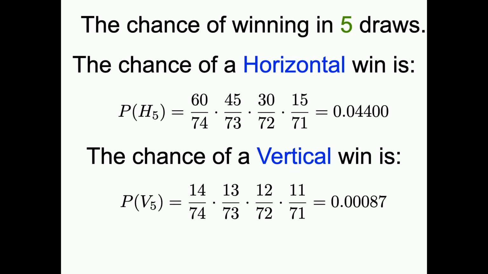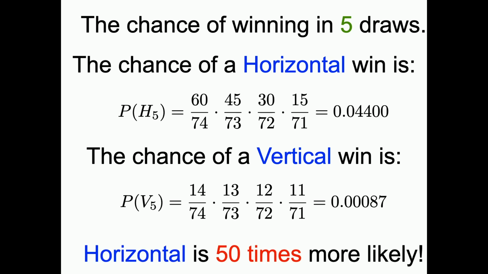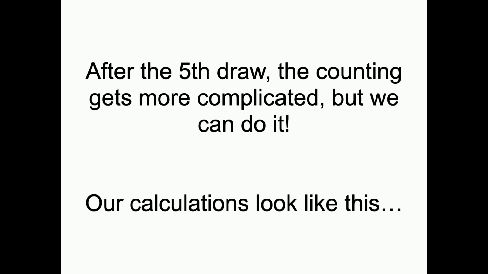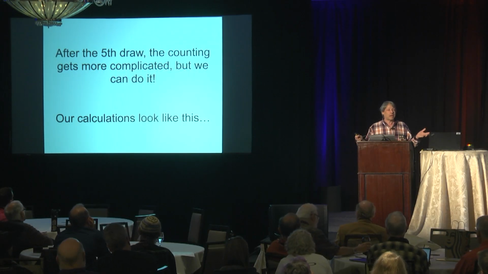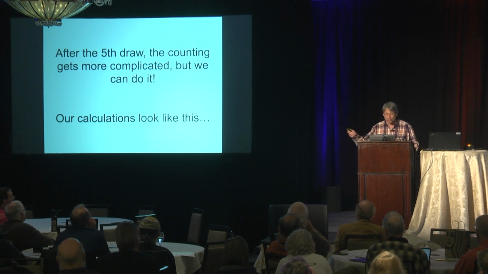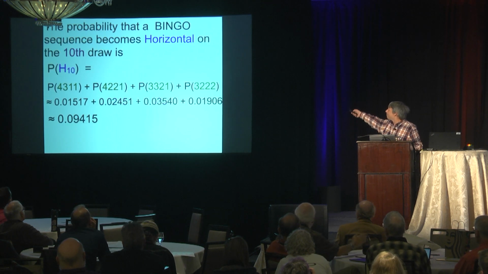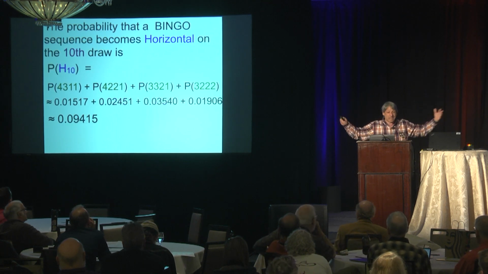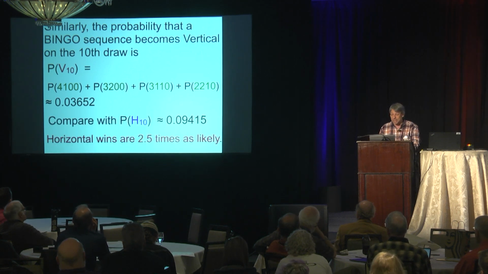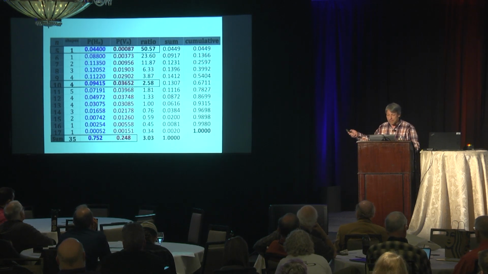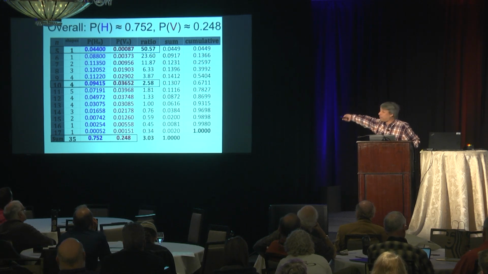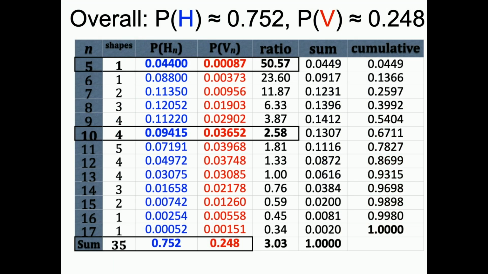Or if you started with B1, the next number has to be something that's not in column B, say it's in column I, then something that's not in column I. That's much more likely, indeed 50 times more likely. After the 5th draw, the counting becomes more complicated, but for those of us who love combinatorics, we can do it. We do calculations that look like this. I won't explain it here in the 1 minute remaining, but it's doable. You've got to look at 70 cases, and you can do it. And the punchline is that when playing galactic bingo, the probability of a horizontal bingo is a little over 75%.